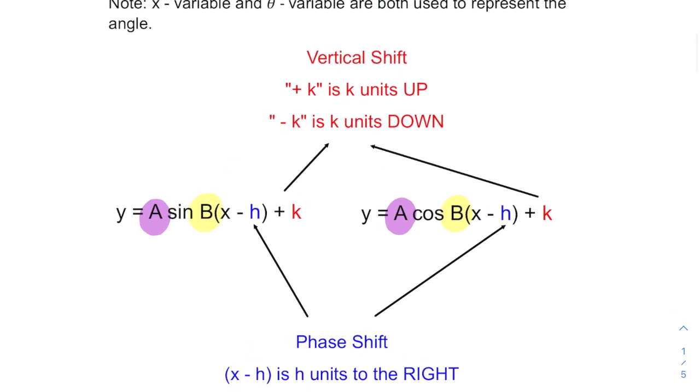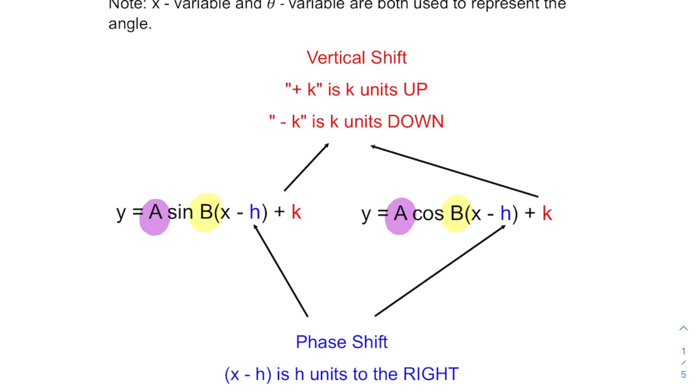Here's our generic equations that we're going to work with. You'll notice the highlighted purple A is the amplitude change that you saw last class. The highlighted yellow B is the period changes that we saw last class. So those two highlighted pieces are the parts that are going to change the shape and size.